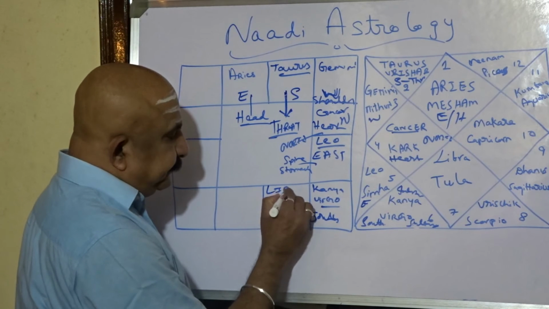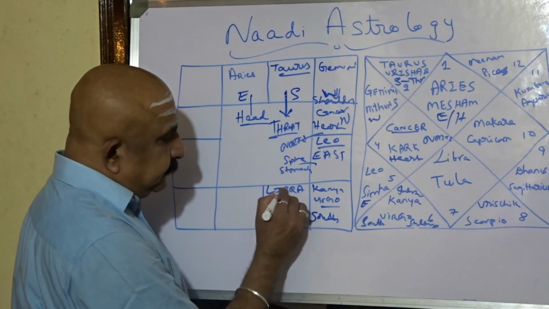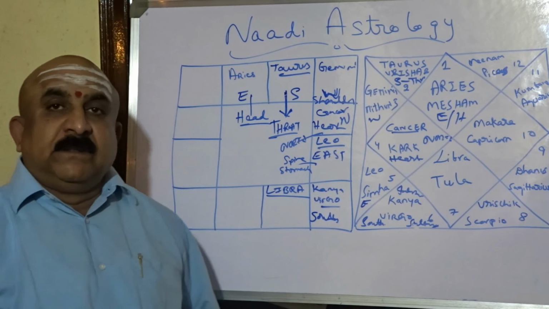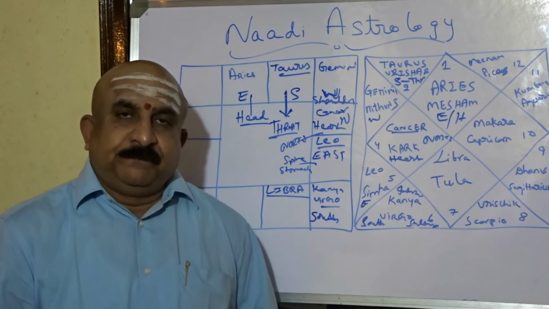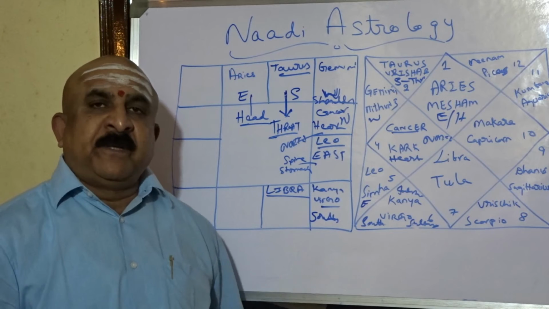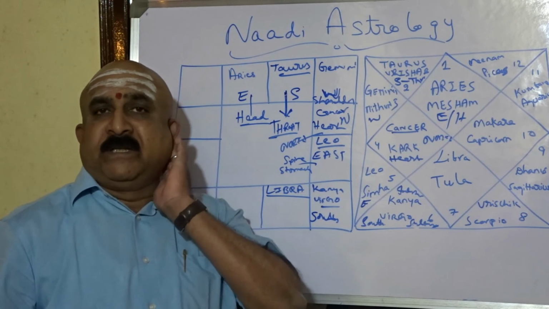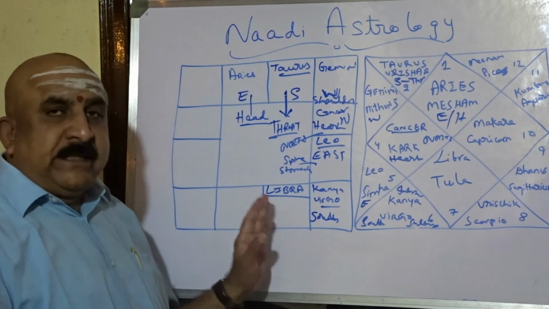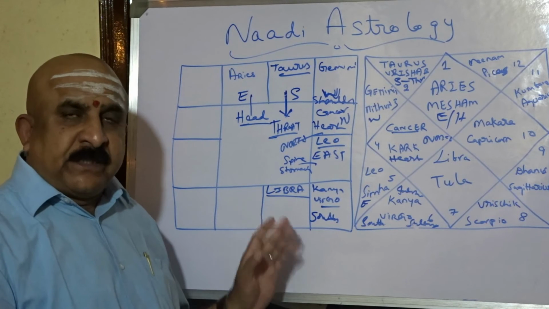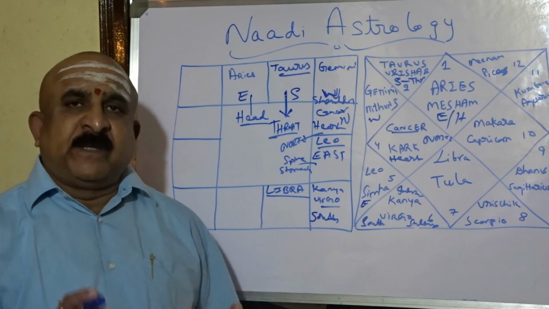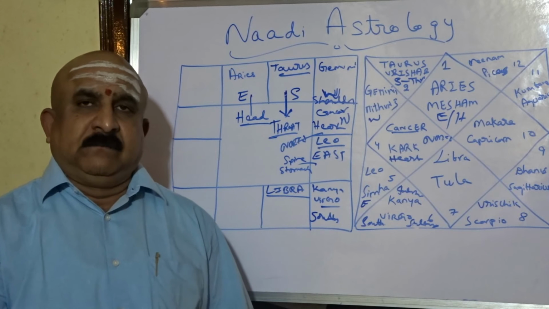Libra. Libra is one more beautiful place. Libra is the sexual organ of a person. The native, I am talking about the native. Libra is the sexual organ of a person. If a malefic is there, there will be problems pertaining to the sexual organ.